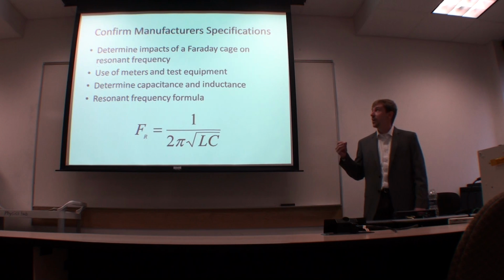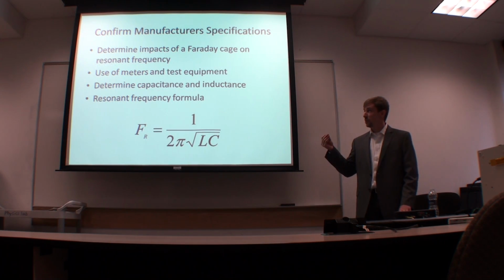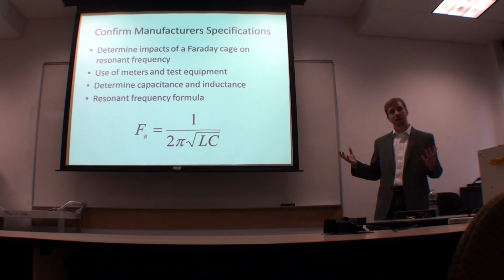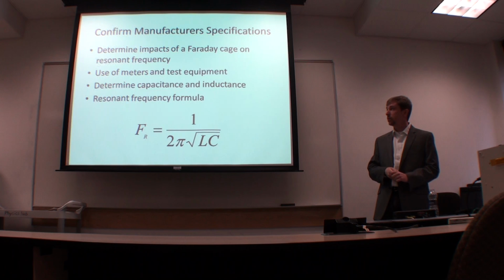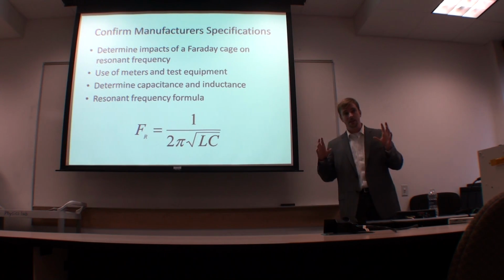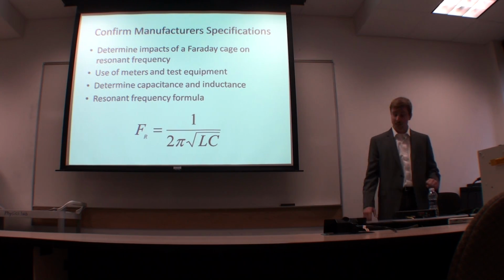To confirm the manufacturer's specifications, we did some testing using meters and test equipment. The reason is that we're going to build a Faraday cage around this Tesla coil so we don't discharge it into everything in the room like the guy in the previous picture did. To do that, we had to determine the capacitance and inductance of the components that we had, and then calculate the resonant frequency. I'm not going to get into many of the technical details of the physics because I want to give a general overview, but that is the resonance frequency formula.